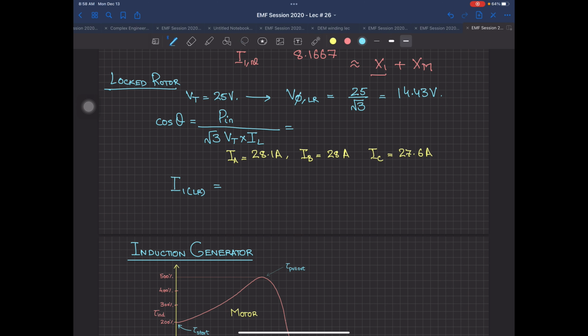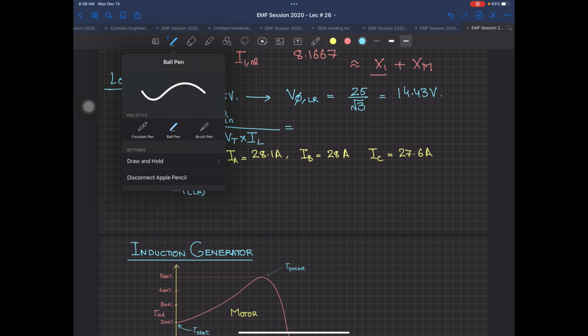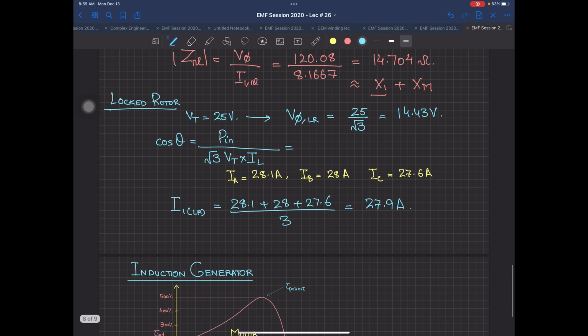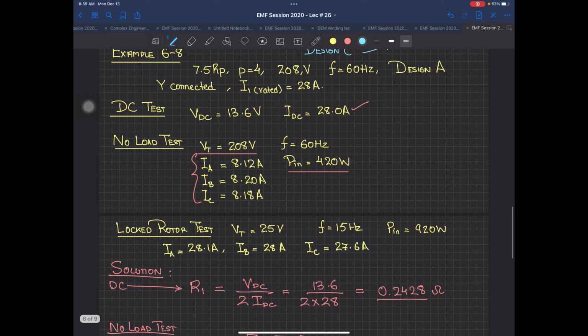Sorry, I did it wrong here, but anyway, it's fine. I have 28.1. This is plus actually, not multiply. This is 28 plus 27.6. Again average. Please give me the answer. 27.9 amperes.